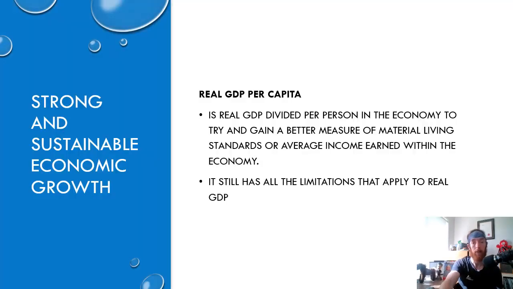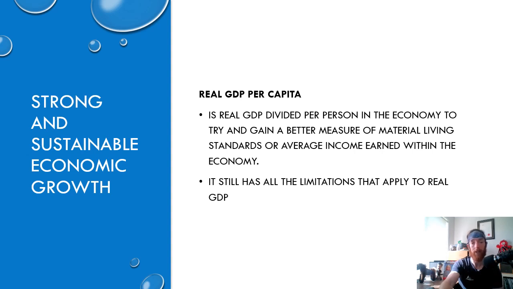With real GDP per capita. So this is relatively simple, but this is a really good thing to know about, really good thing to be able to describe. Real GDP per capita is when they take real GDP, the figure for real GDP, and divide it per person in the economy to try and gain a better measure of material living standards or average income earned within the economy.